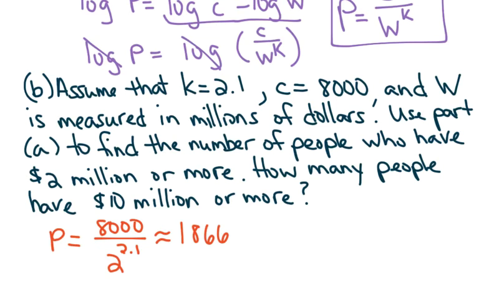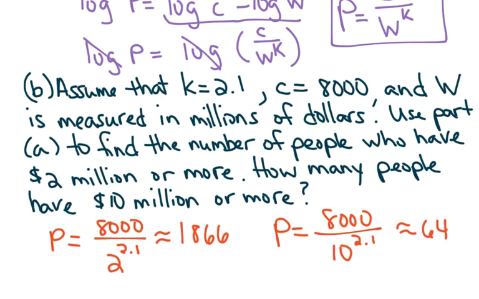Now, if you reason out this problem, you should think that the number of people who have $10 million or more should be less than that. So P is going to equal 8,000 over 10 raised to the 2.1. And in this case, only approximately 64 people have $10 million or more.